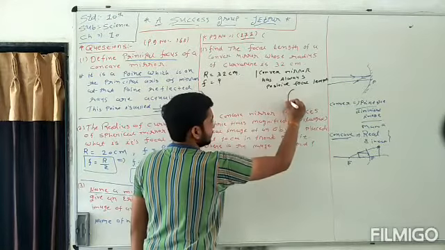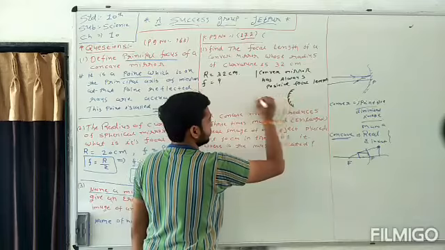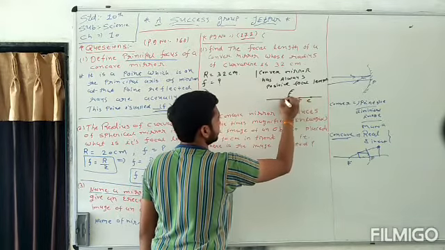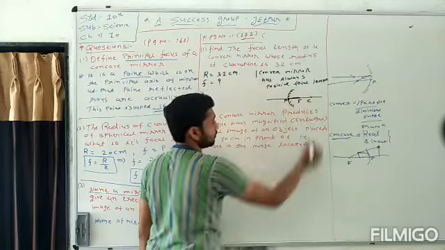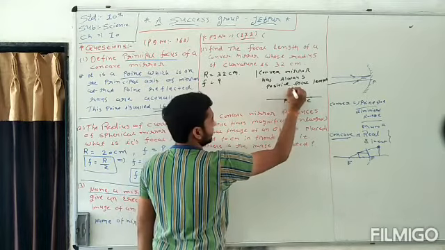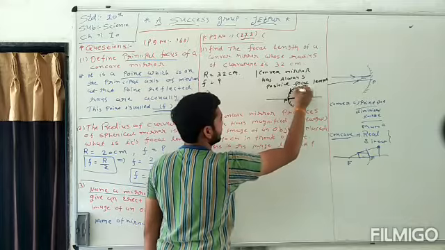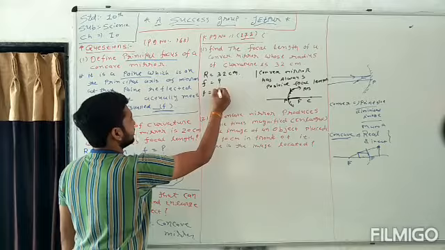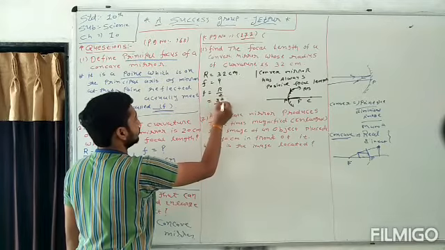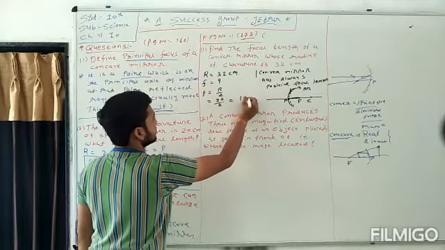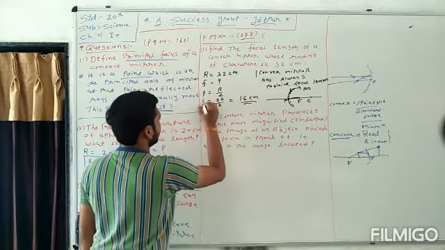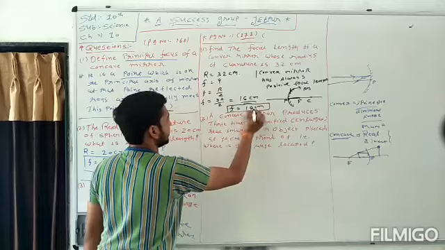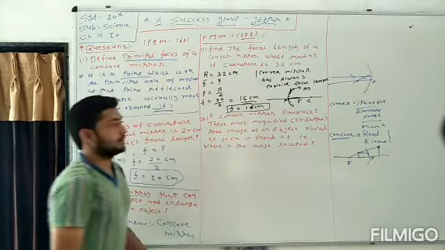Why? This is our convex mirror and center of curvature. So here principal focus, the distance between P to F is called focal length, and from the right hand side of the mirror we always take positive sign. So here f is equal to R by 2. So 32 by 2. Answer comes 16 centimeter. So focal length is equal to 16 centimeter. Done.